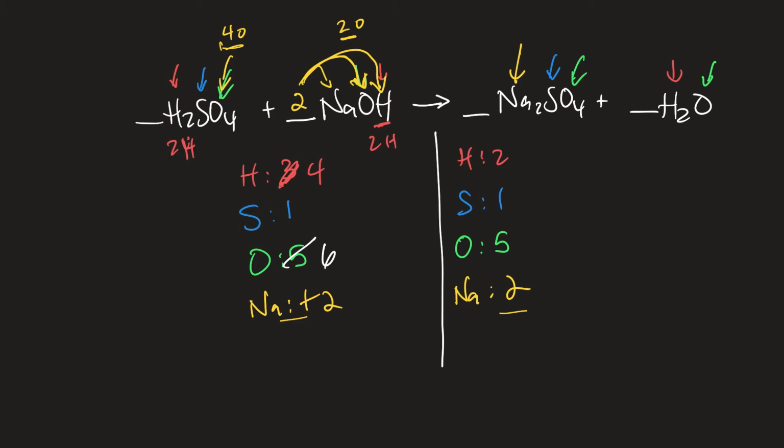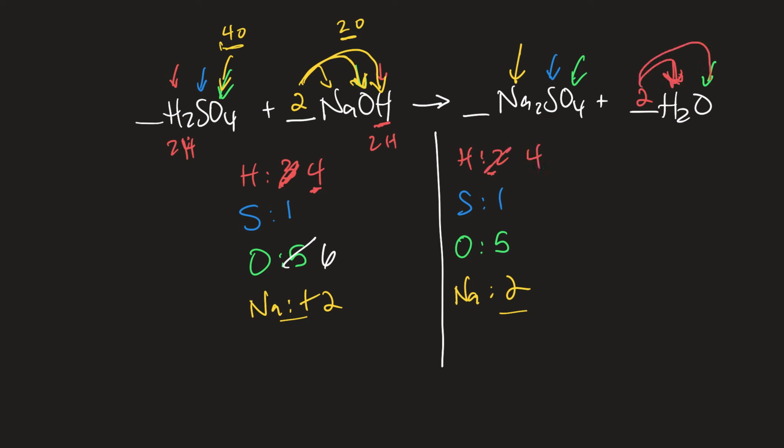So now let's go to the other side. Let's see if we could fix a thing or two to try to make this good. So I have 4 hydrogens here. I have 2 hydrogens here. The cool thing about this hydrogen, there's only hydrogen in one area here. So then if I put a 2 here, right, then this will become 4 hydrogens.